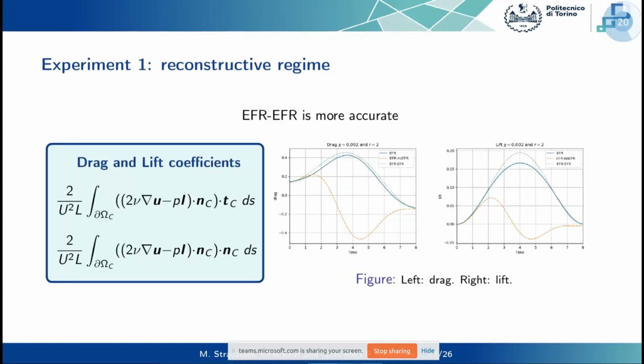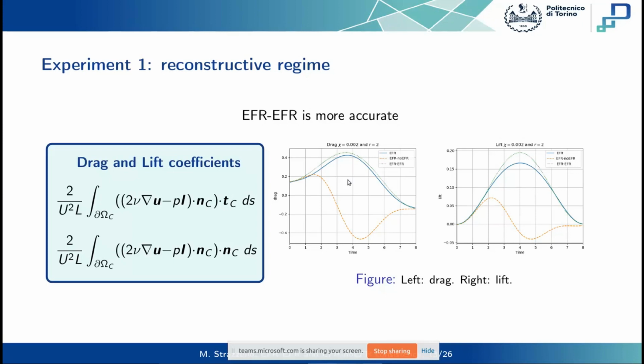The accuracy will be studied also in the representation of the force coefficients. So the drag and the lift coefficients. The drag and the lift coefficients basically give you an idea on how the flow oscillates. The drag coefficient is a tangential force over the boundary of the cylinder, and the lift is a normal force over the boundary of the cylinder.